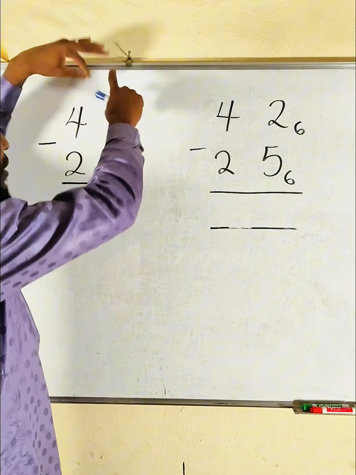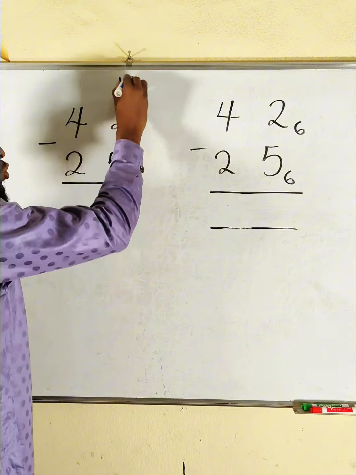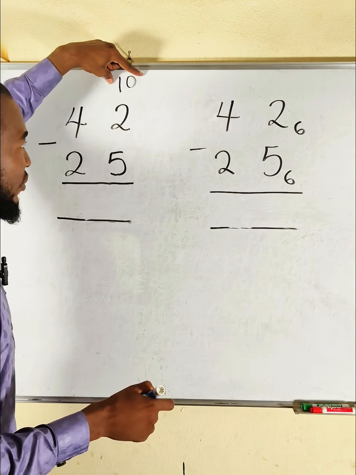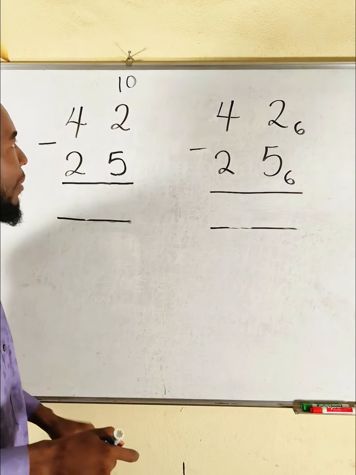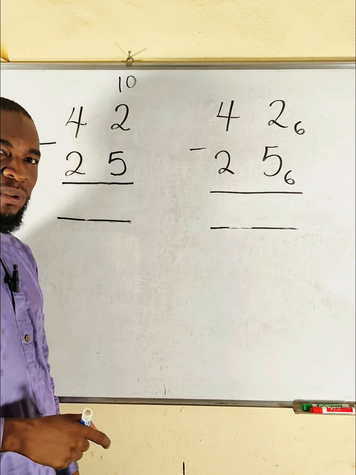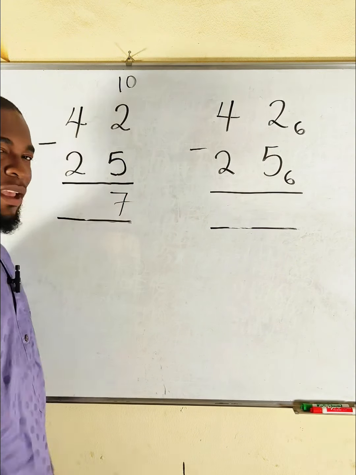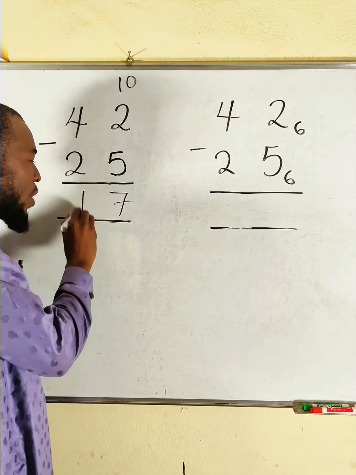You should understand that. Therefore, if you borrow a bundle here, that bundle is 10. Do not drop it here as 1. You take it to the top somewhere else, then you take that 10, you add that to that unit number, that is 10 plus 2 equals 12. Then 12 minus 5 is 7. Can you see that? Then we have 3 here left, minus 2 is 1.